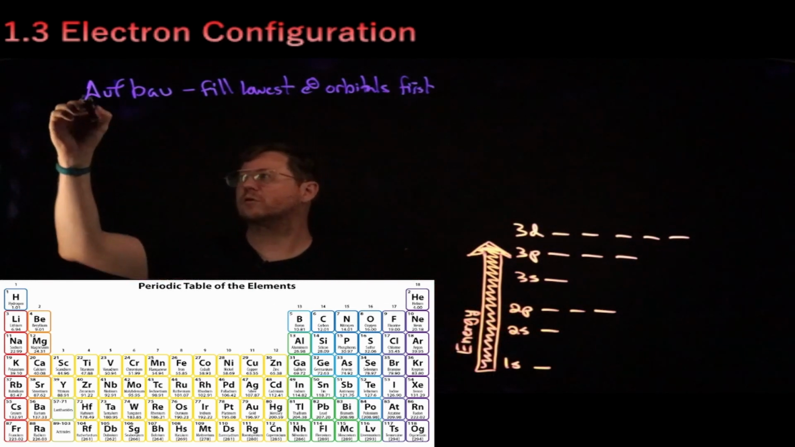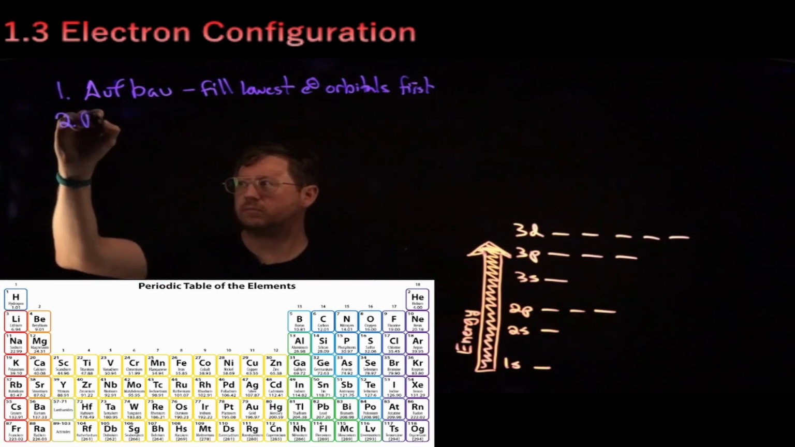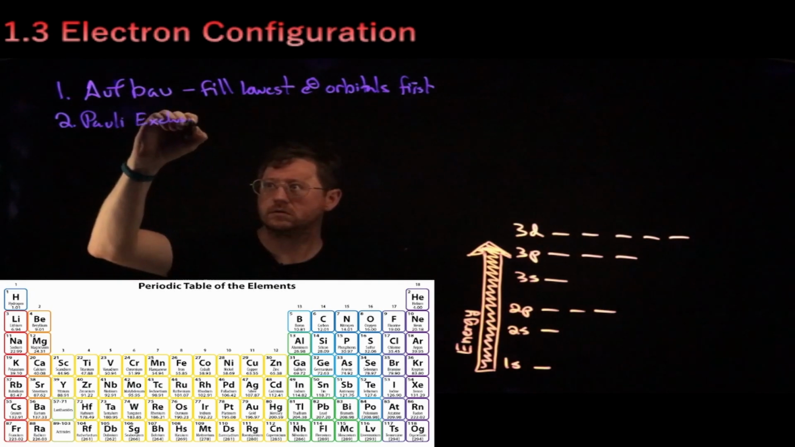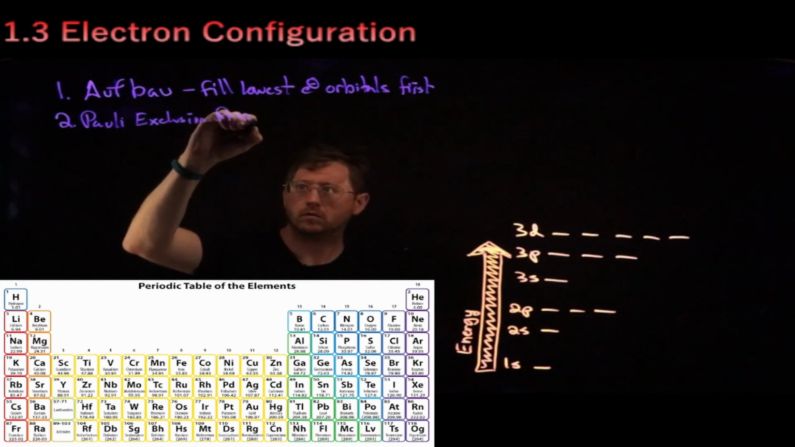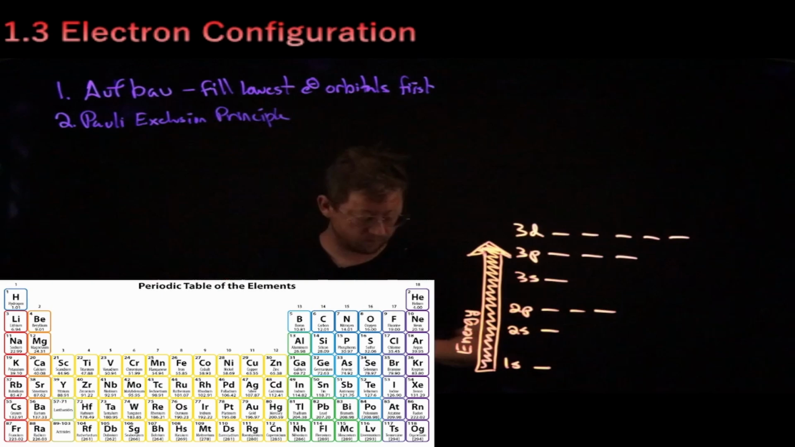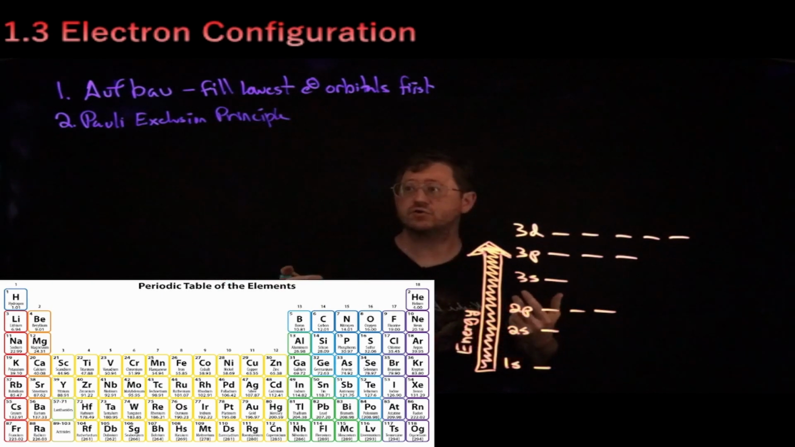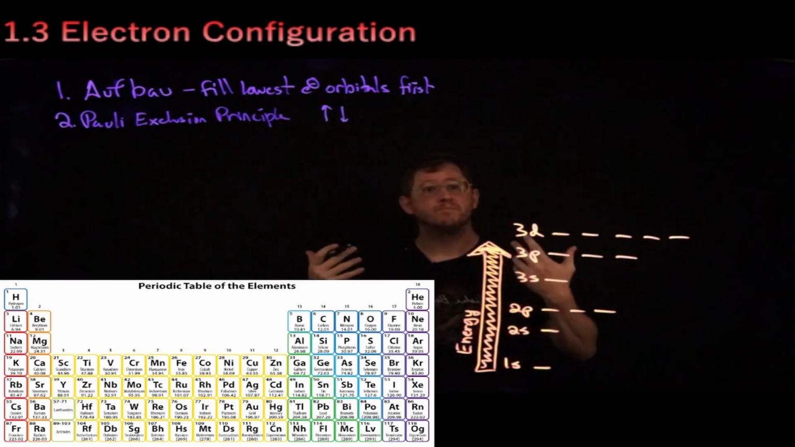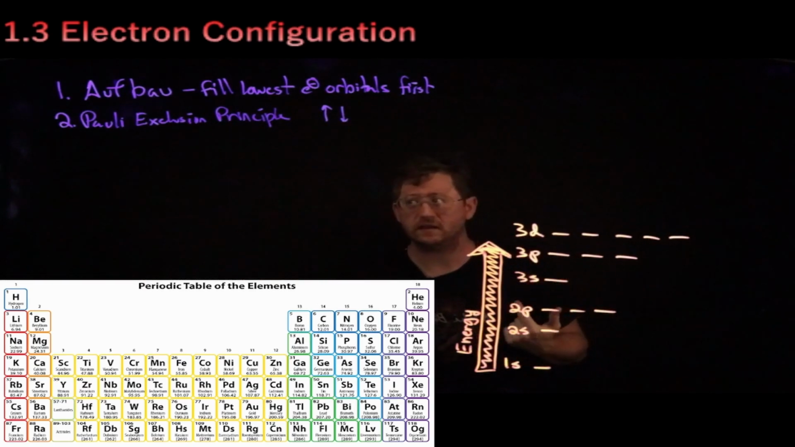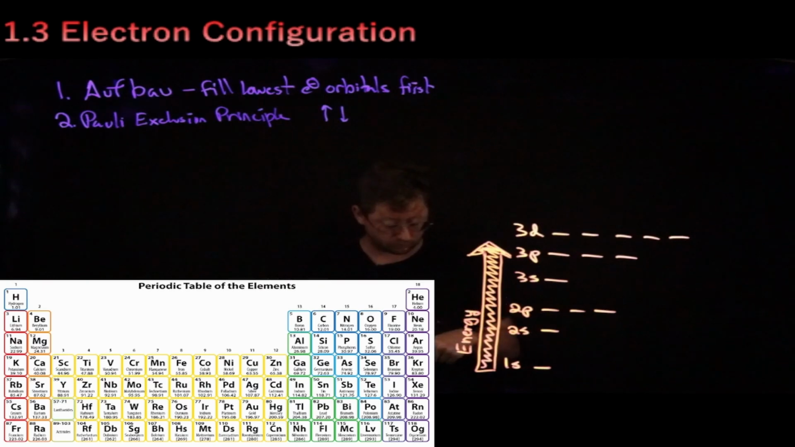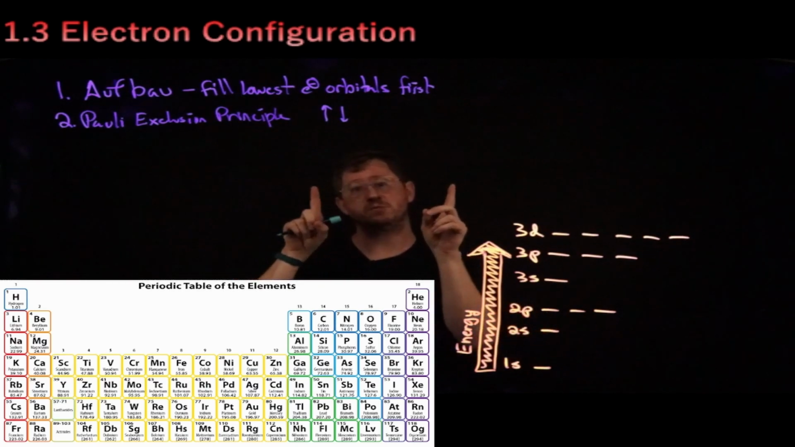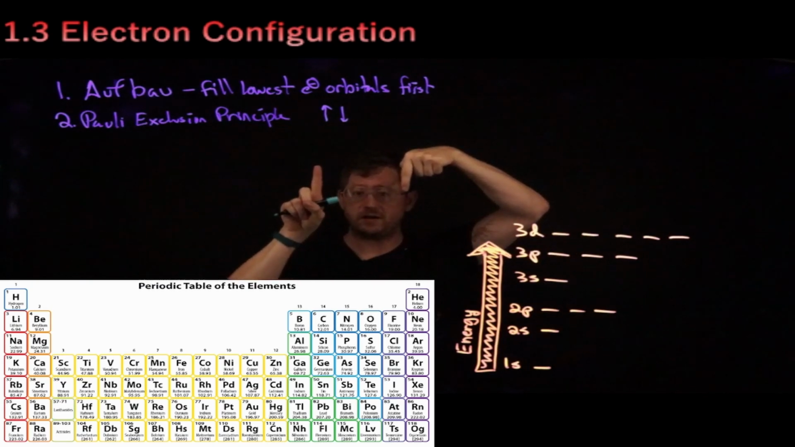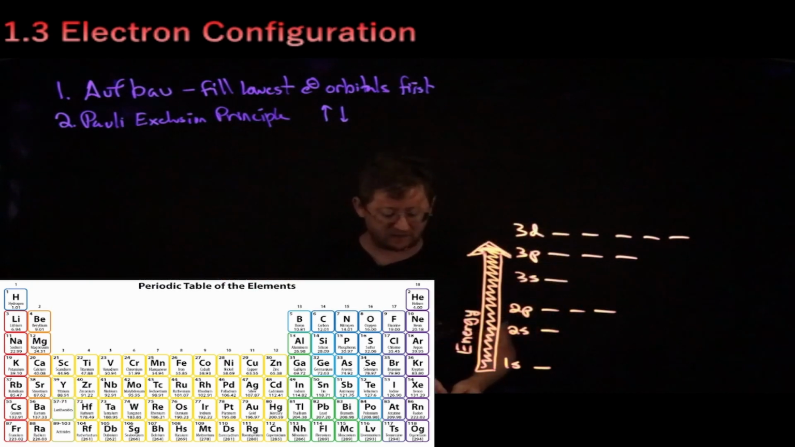The second rule we're going to invoke is the Pauli exclusion principle. That tells us that electrons are either spin up or spin down in a specific electron orbital. No two electrons can be spin up, no two electrons can be spin down. They are going to pair with each other. One's going to spin up, one's going to spin down.